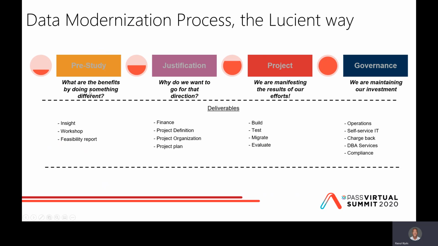And the goal of the pre-study basically is to answer the first question: what is triggering the need for the modernization and what would be the benefits of doing something different. Now, in our delivery model, you can see below here, we have 3 steps. We have something we call the insight part, we have a workshop, and we have a feasibility report.